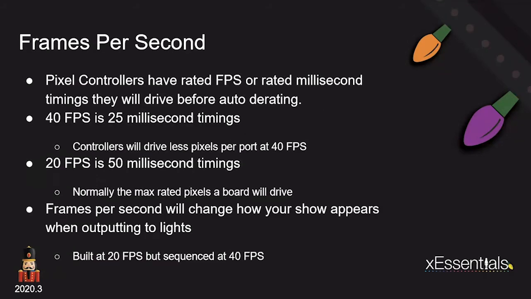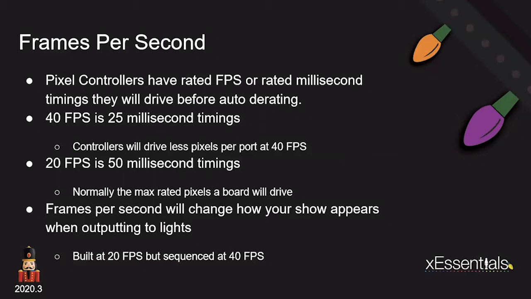Frames per second. So pixel controllers have a rated frames per second, also known as millisecond timings. They will drive before the auto derate. So if you have your show sequenced at 40 frames per second and your show is only built for 20 frames per second, it will derate at the controller down to 20 frames per second and will not appear the way that you thought your show was going to appear.